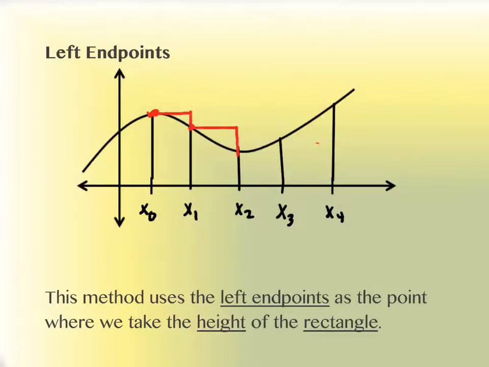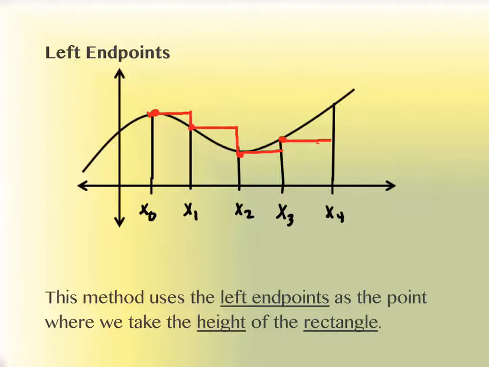Okay, hang on. x2's endpoint's here. Our leftmost point is here, and then we can draw our line over. This one's a little bit of an underestimate. I don't get quite all of the area of the curve on this shape. And then the last rectangle from x3 to x4 has the height at x3, and this one actually is quite a bit of an underestimate.